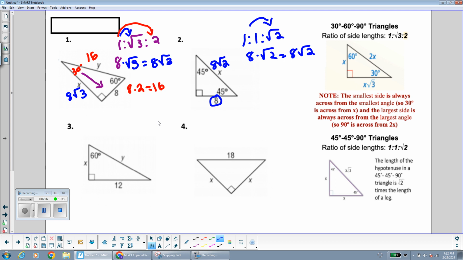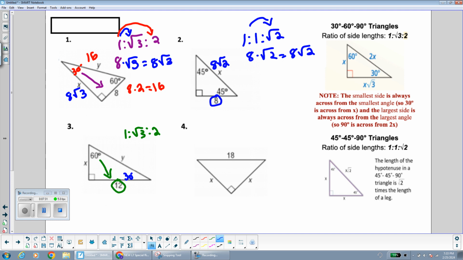Moving on to the next example, I once again have a 30, 60, 90 triangle, just like example number 1. And this time, the side that they give me information about is the middle biggest side. It's across from the middle biggest angle. So what we have here is the radical 3 part of the ratio.